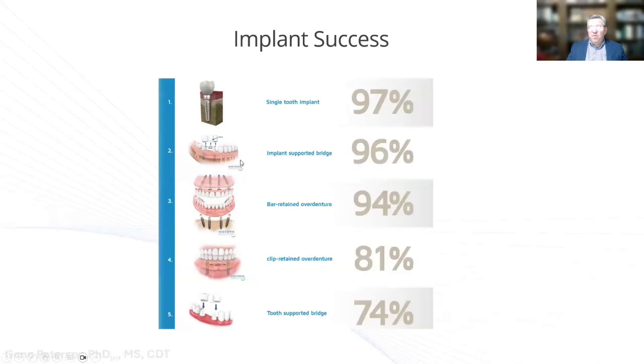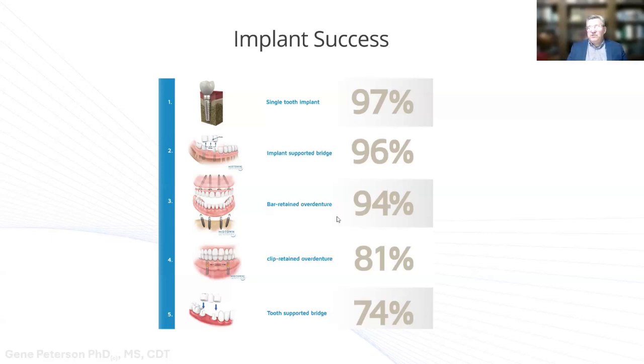So this breaks down a little bit more. You've got 97% of single tooth implants are successful. 96% of implant-supported bridges are successful. Bar retained overdentures, hybrids, those are 94%. Why are these so high? Because they're mutually supported. So it's not just one implant. We're mutually supporting the implants together. We're dispersing those lateral forces.